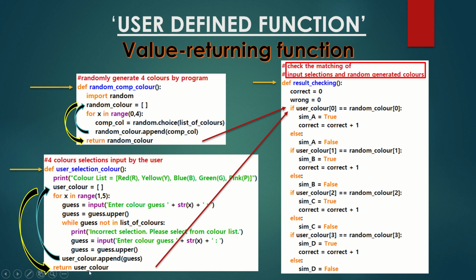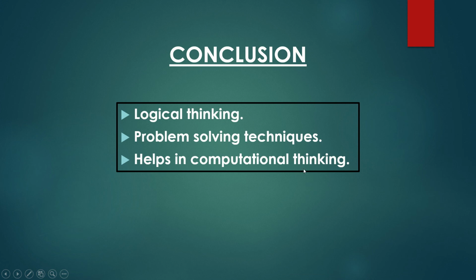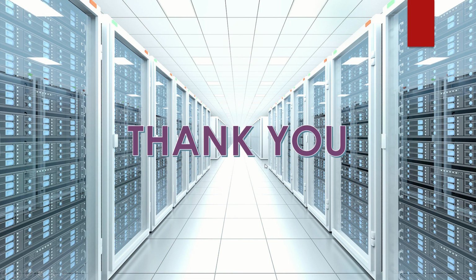The next value returning function is the result checking function. When running this function, both lists are accessed and checked, further generating clues for the user. In conclusion, it requires a lot of logical thinking and problem-solving techniques to design this Mastermind computer game. This really helps me in computational thinking. That's all from my presentation. Thank you.